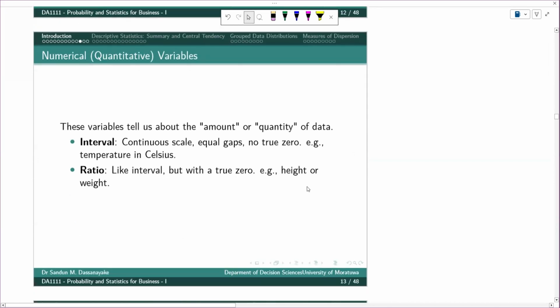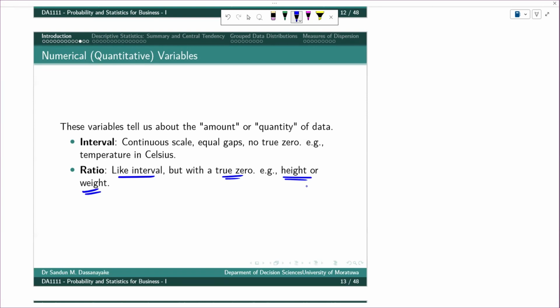In terms of numerical quantitative variables, you have interval and ratio. Interval, in the sense, belongs to a continuous scale of equal gaps, with no true zero, like temperature in Celsius, height, length, and so on. Ratio is like interval, but with a true zero, like height or weight.